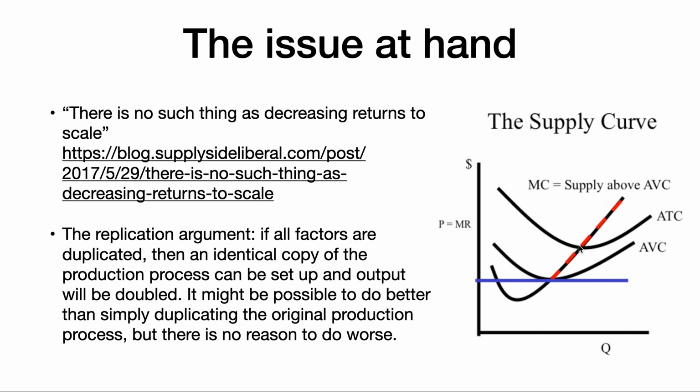And so that's the replication argument. If you can duplicate the factors of production, the inputs, then you can create an identical copy of the production process, and you can always double output at the same price.